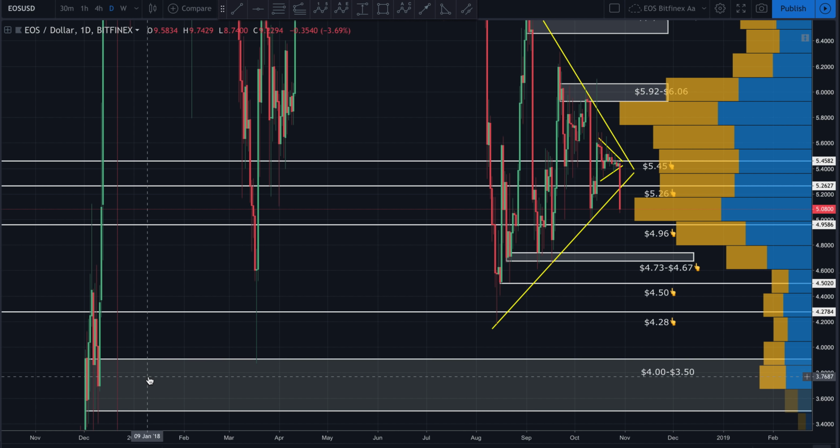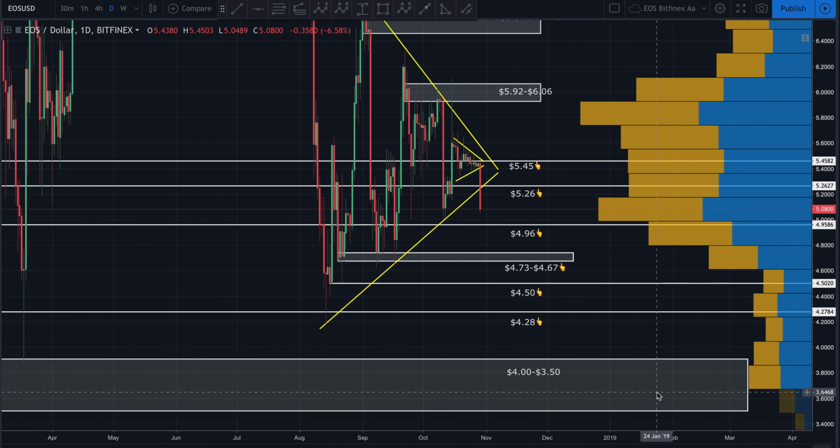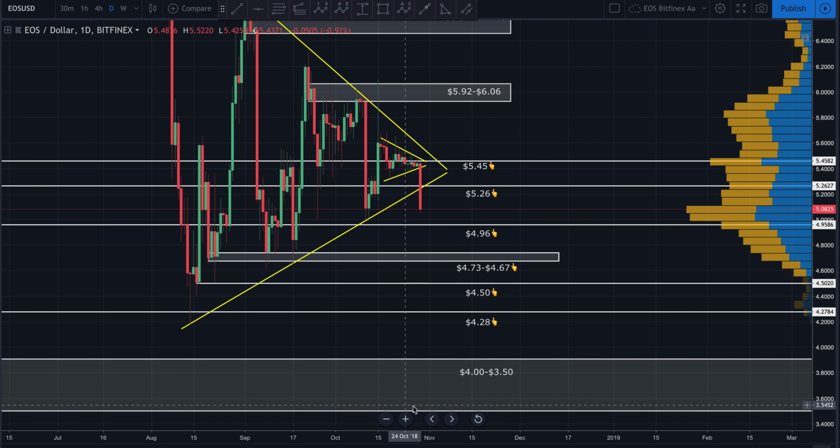In other words, for those that don't know what that means, that just means there's more than likely a ton of buy orders sitting down here between $4 and $3.50. And as I told you guys in the past, this is where you always have fiat on the side so you can take advantage of prices if they do come down this low. This is the area I would expect a lot of people to scoop up EOS if it ever does get here.